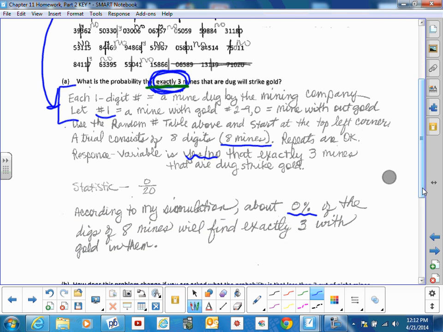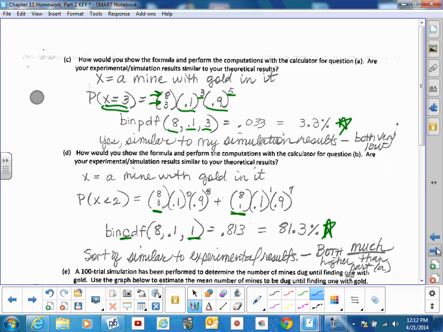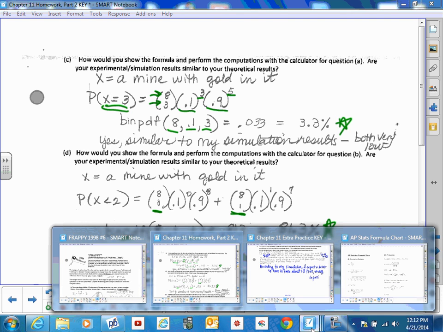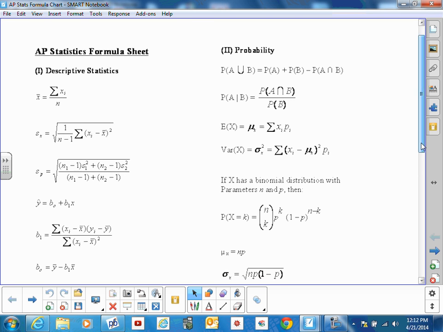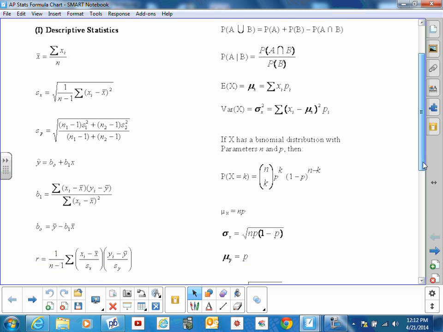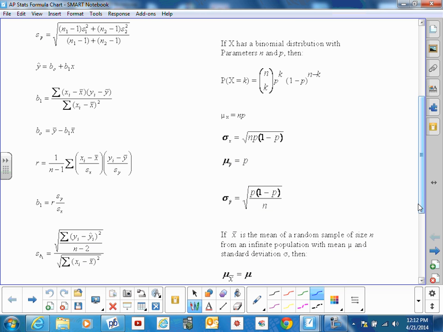Because this was out of a set number of mines, your response was yes or no, whether it happened, and in this case, exactly 3 happened. Now, I wanted to show you this for the exactly 3. I did talk about this on Friday, but I wanted to reiterate where this is on the formula chart. On your yellow formula chart, in the right-hand column, we're going to be using almost all of these. This is the formula to find the probability that you have exactly 3, so out of 8 things, choose 3.